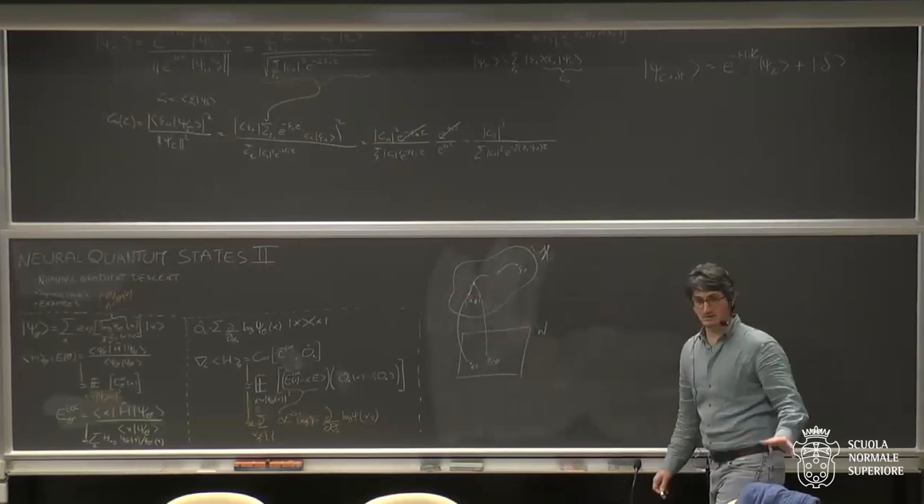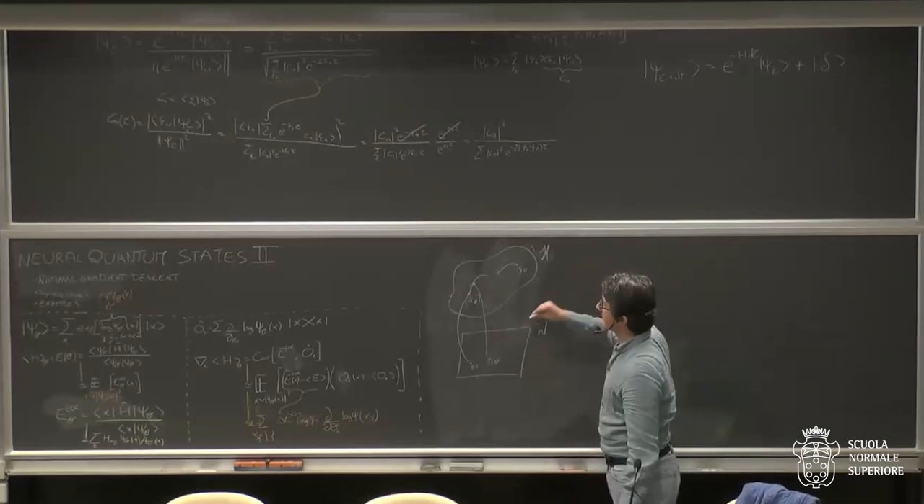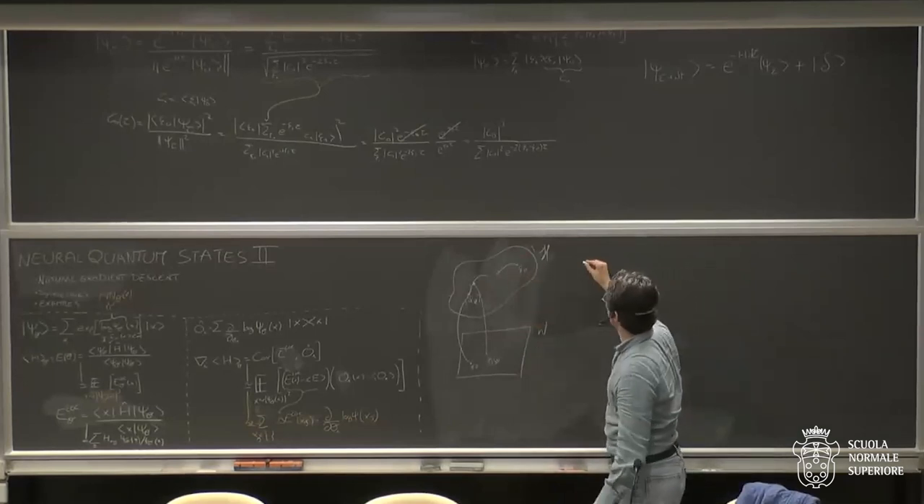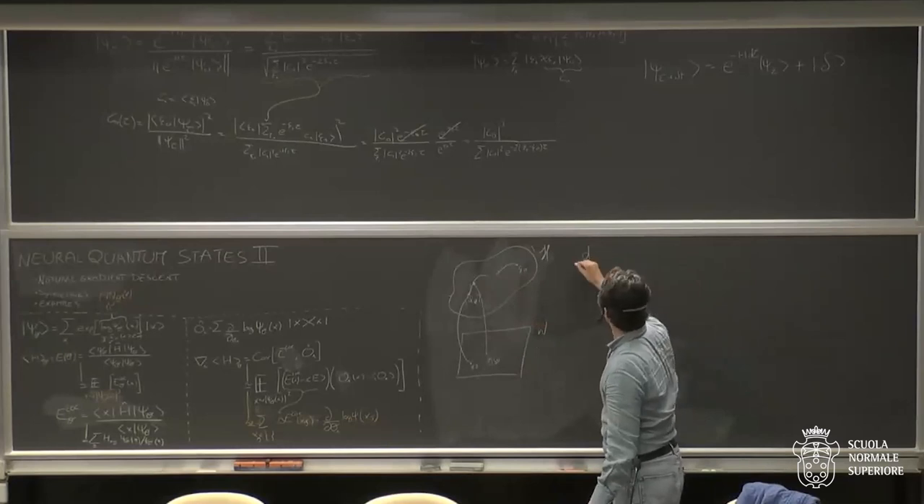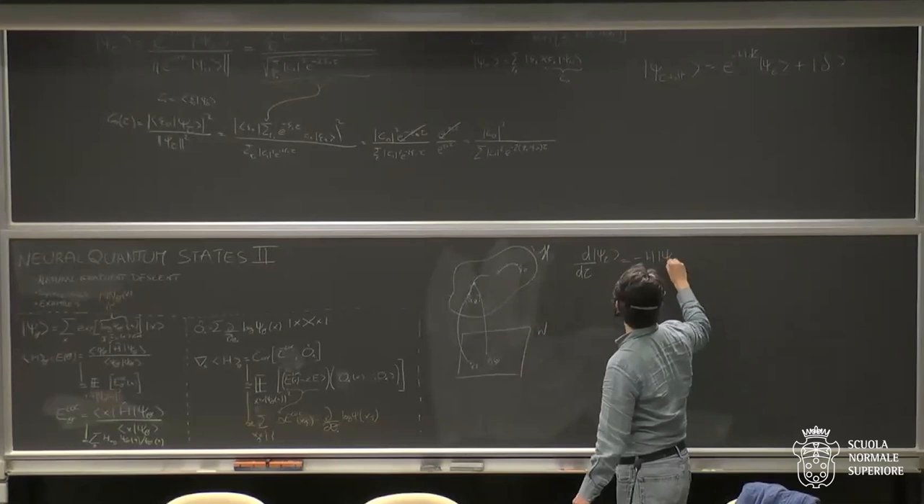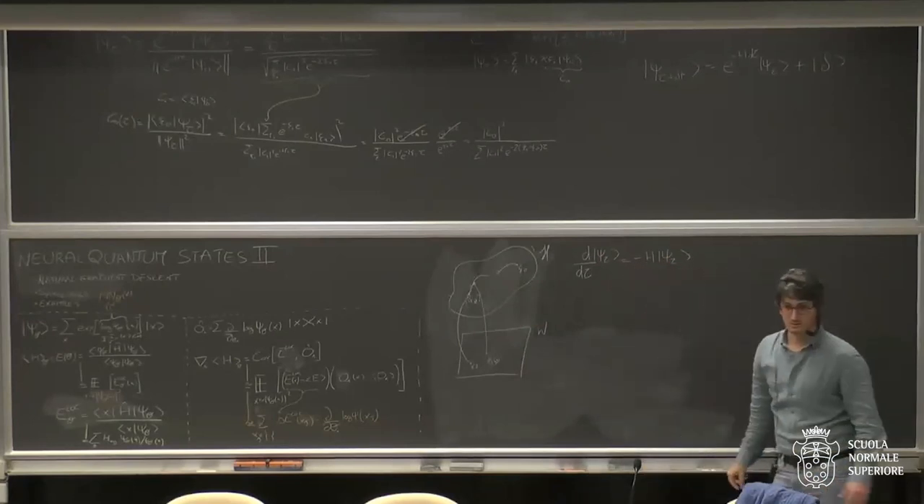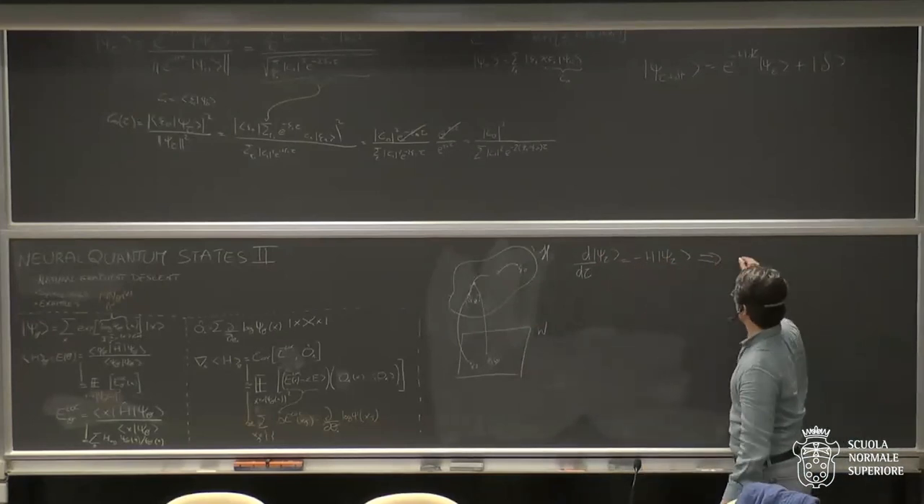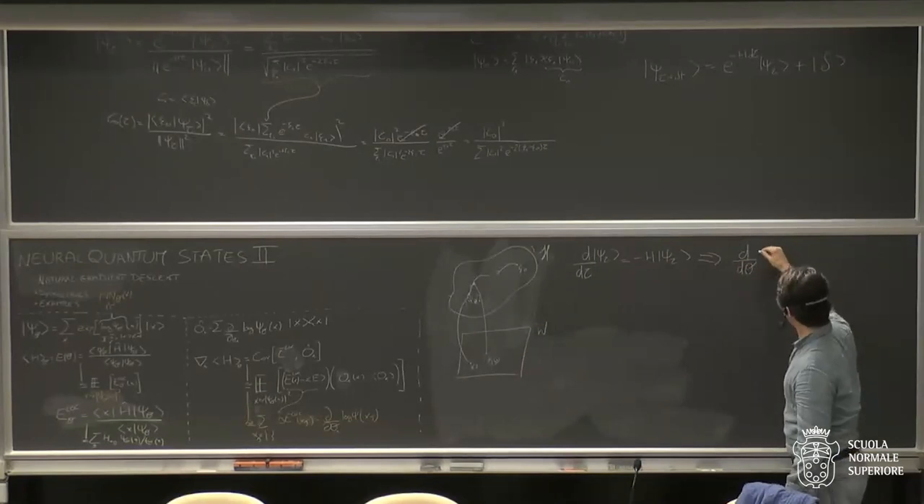So the objective will be to find a way to recast this dynamical equation, d in tau of psi tau equal to minus h psi tau, okay? I want to recast this into some dynamical equation, d in theta of psi theta of some, sorry.